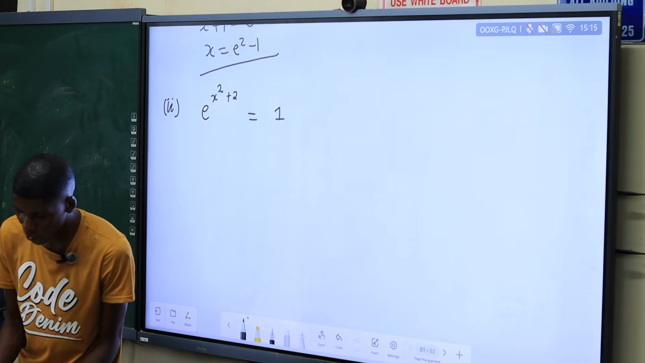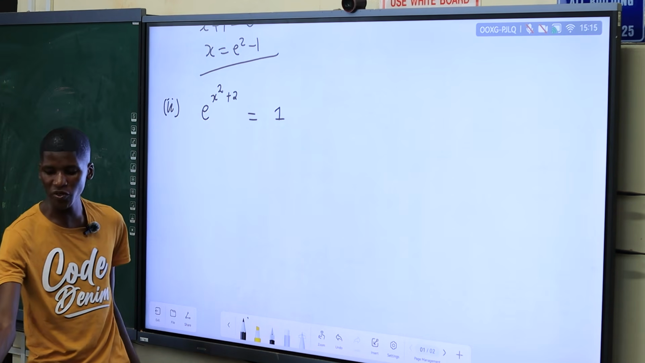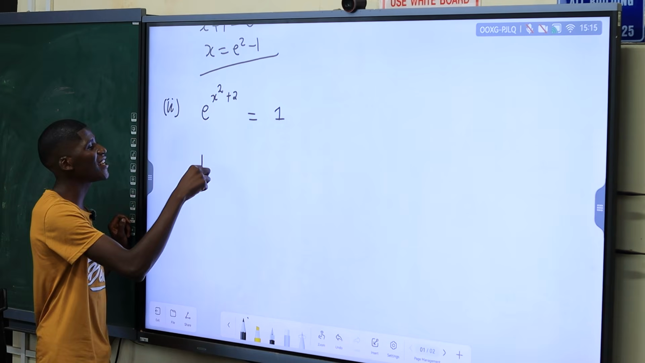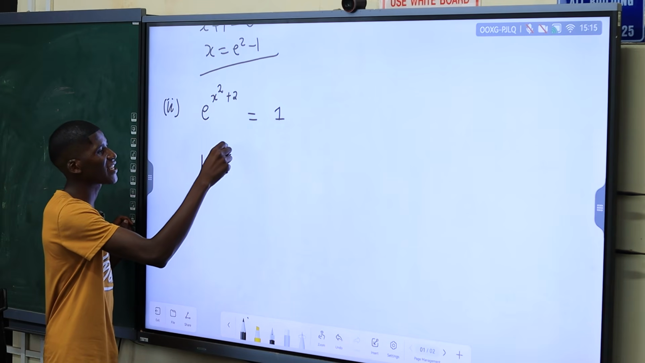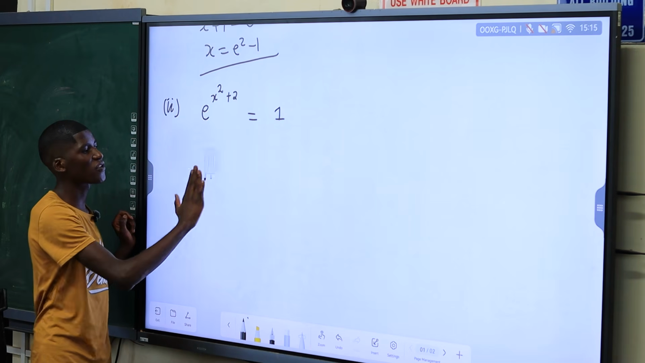Should we need to cancel out the e, and to be able to cancel the e, we'll need to introduce ln. So we introduce ln to the power of e to the power x squared. What do we do if we introduce ln on both sides?